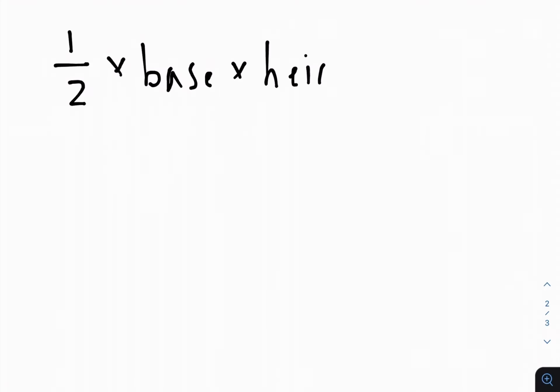Okay, now let's try finding the area for triangles. So for a triangle, the formula is 1/2 times base times height. So we can't just multiply the sides of a triangle to find the area. So we have to do 1/2 base times height.